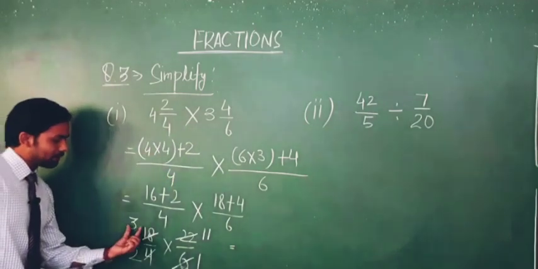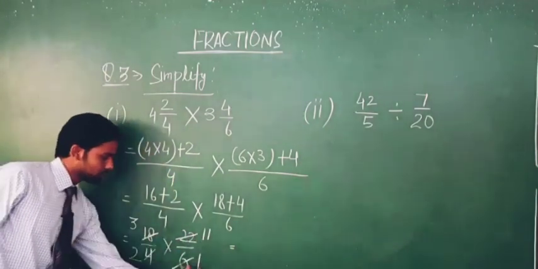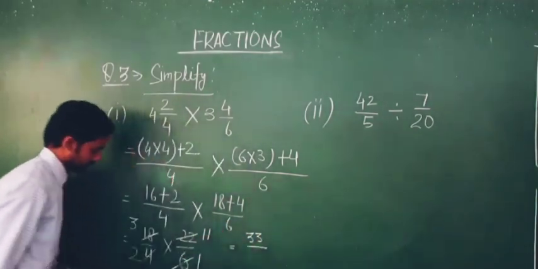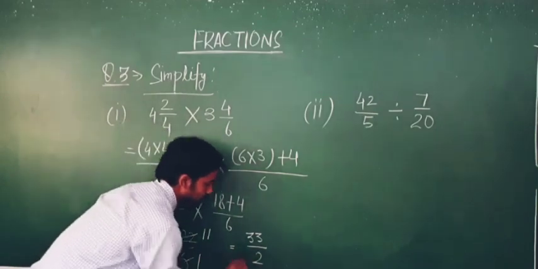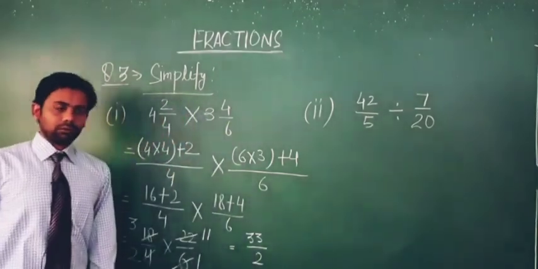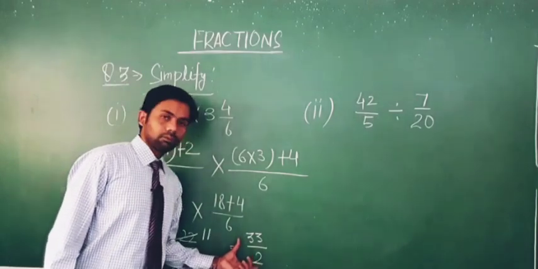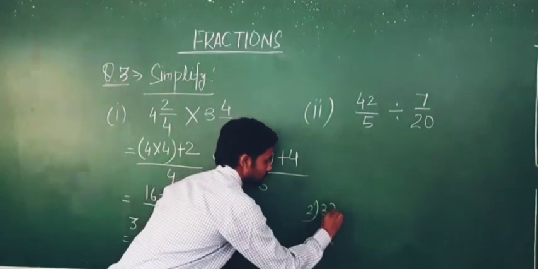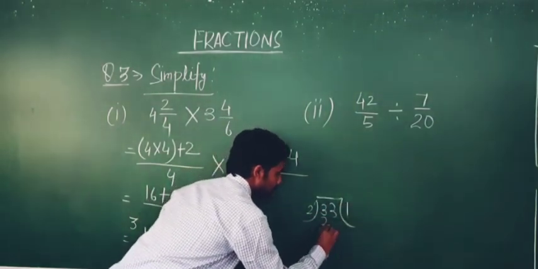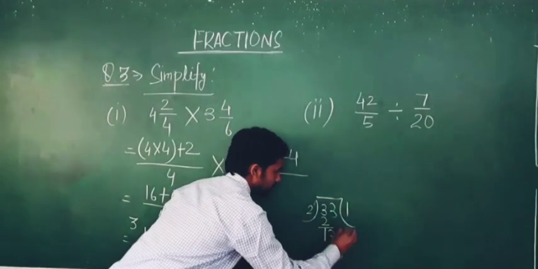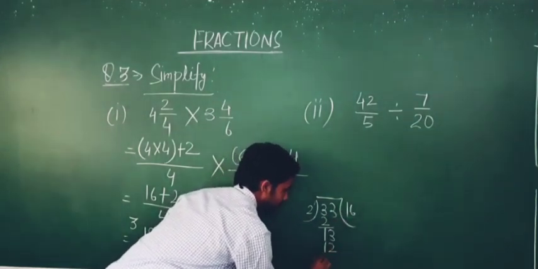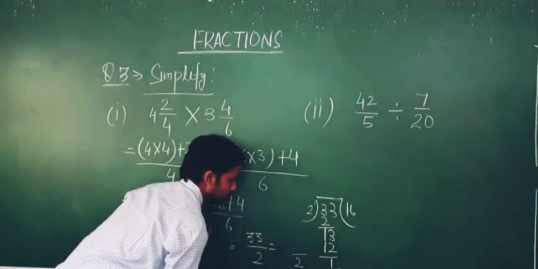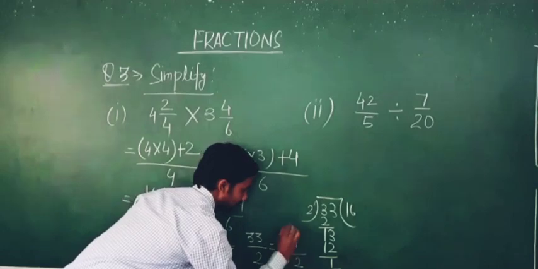Then we multiply 3 by 11 and 2 by 1. 3 into 11 is 33, 2 into 1 is 2. And then we convert it into mixed form. 2 into 33: 2 ones are 2, 1, 3, 2 sixes are 12, 1. Then we write it as 16 and 1/2.